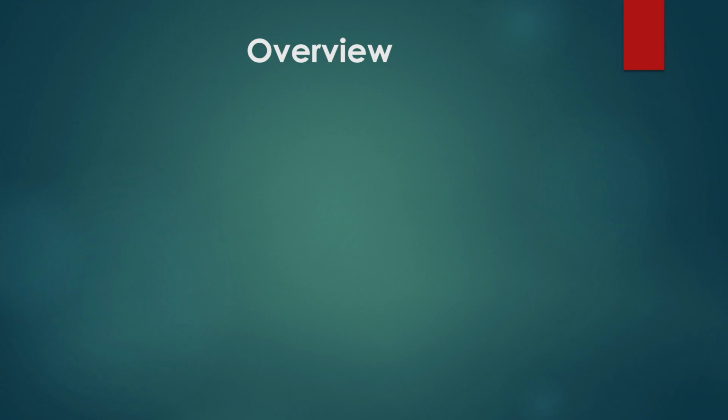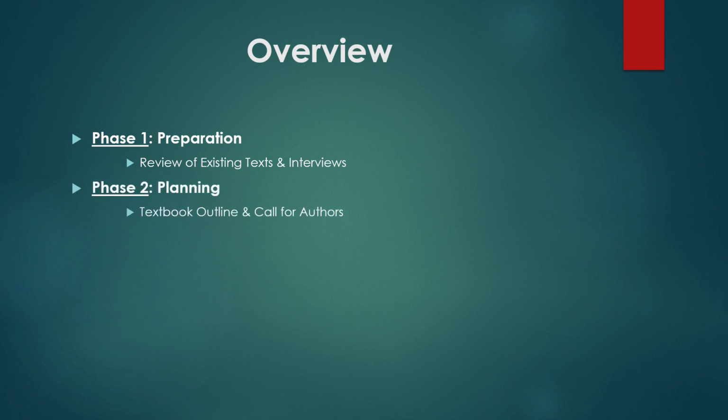Okay, so just a brief overview of what I'll be chatting about today. We'll talk about the various stages of this open education resource in criminology, beginning with phase one, the preparation phase, which involved the review of existing textbooks and also interviews with scholars in the field. Phase two, the planning phase, which involved developing a textbook outline and our call for authors.